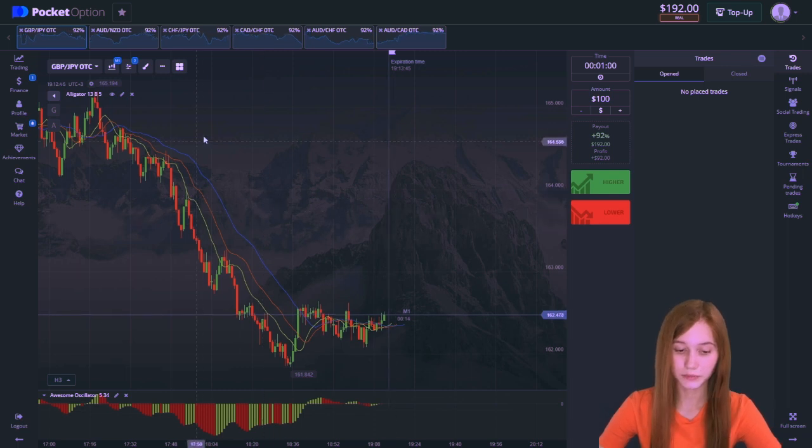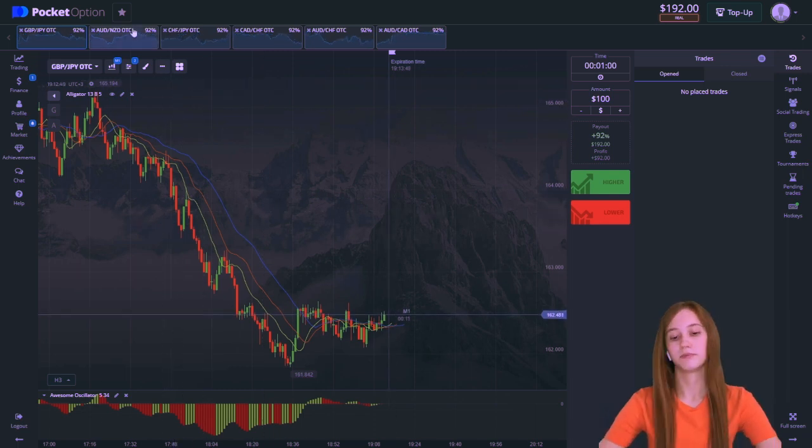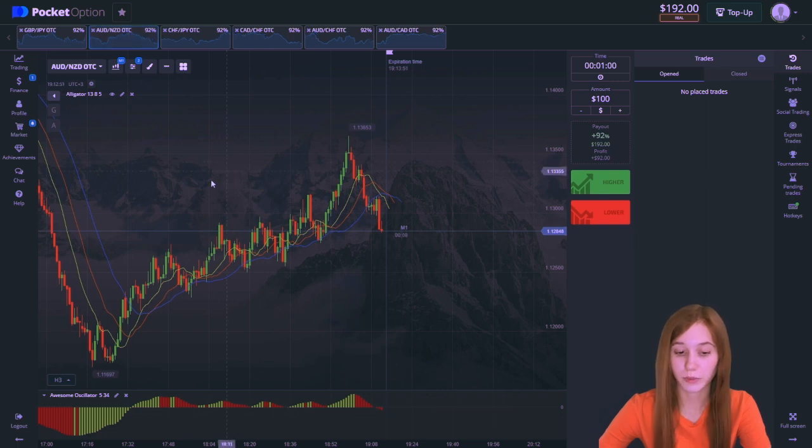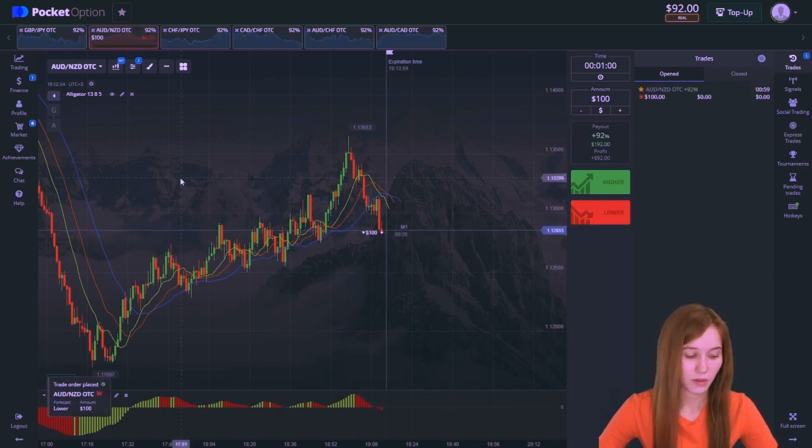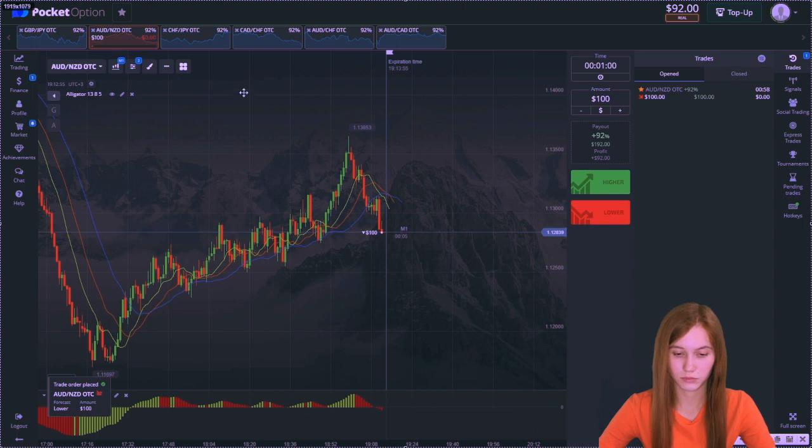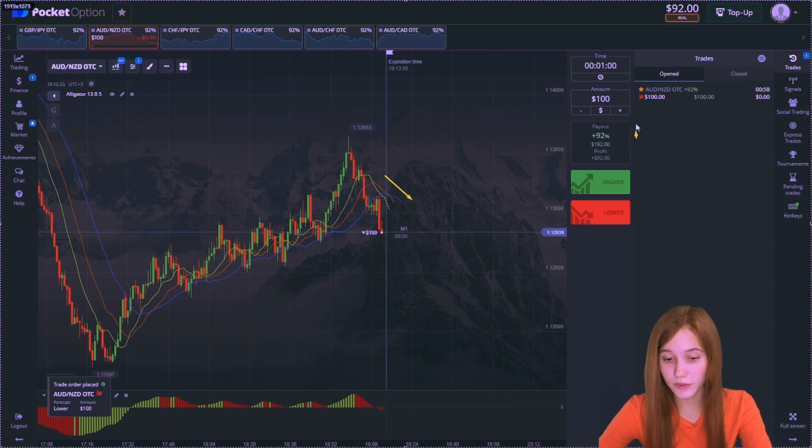Here we are. Up and down. Some drawdown we see. Alligator is showing us some lines. The blue line we see is prevailing. So we opened correctly. By the oscillator, we see red bars, and we also see the zero mark.